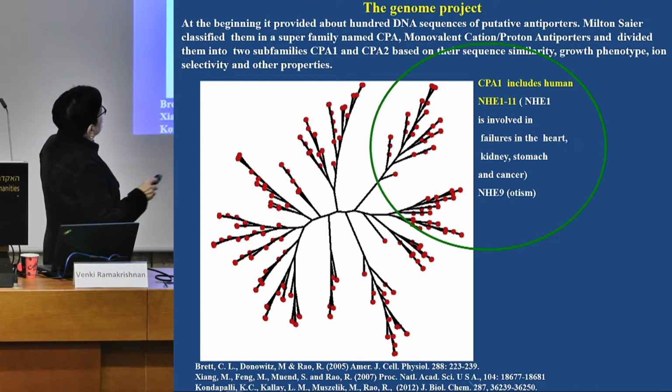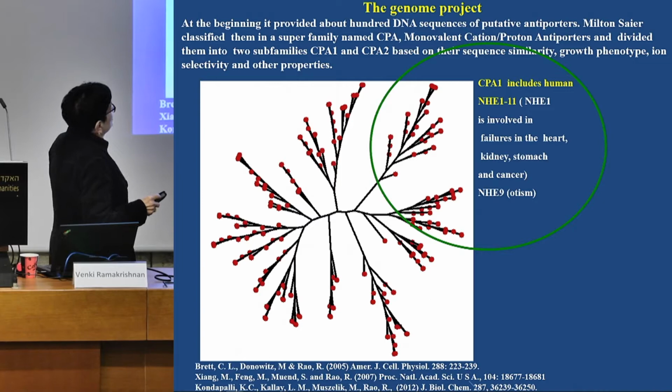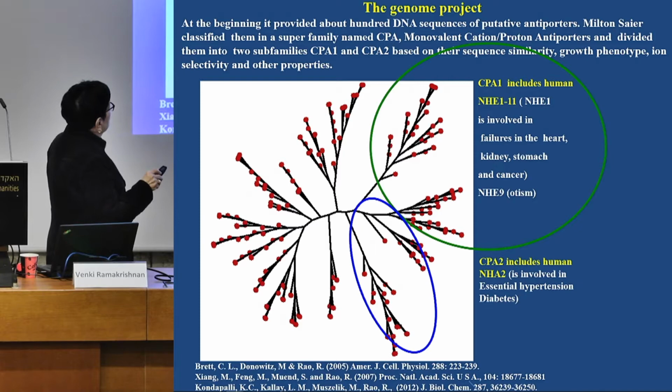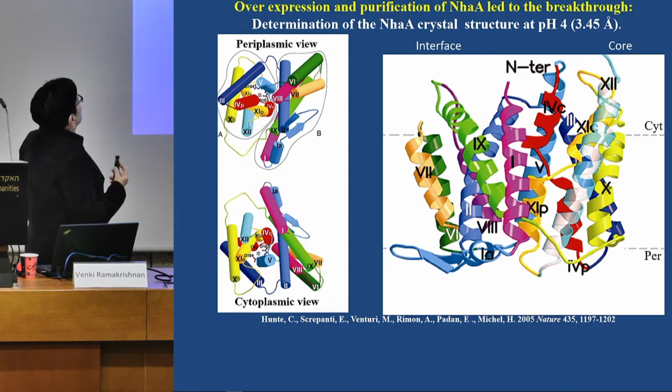And here you can see the CPA1, which includes the human ones, NHE1 to 11, and they are really involved in failures in the heart, kidney, stomach, cancer, NHE9 in autism, and other syndromes. Now, CPA2, as you see here, is involved in essential hypertension and diabetes. And here is Escherichia coli NhaA. Obviously, the breakthrough was when we succeeded in overexpression and purification of NhaA, that led really to structure determination.